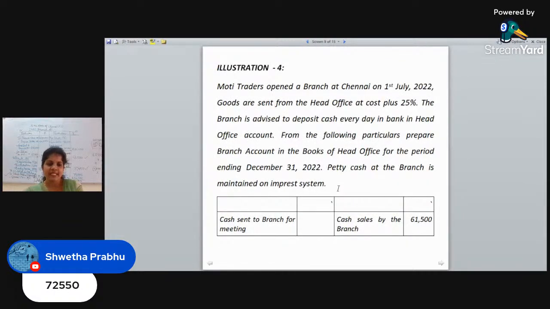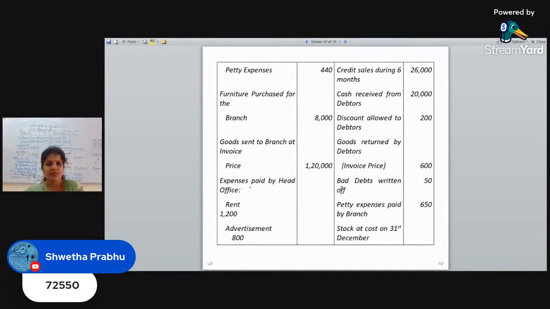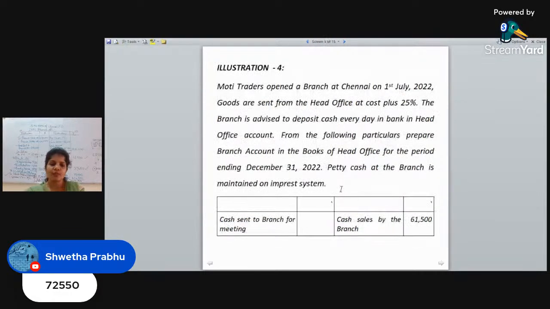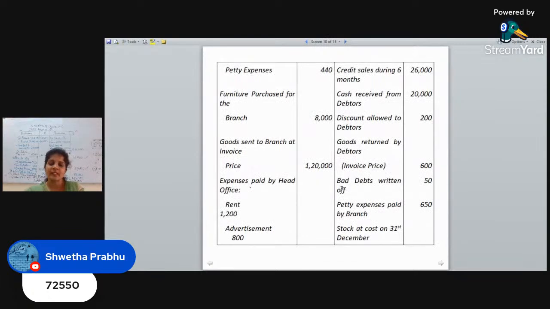First item is cash sent to branch for meeting petty expenses, that is 440 rupees. So the cash amount sent by the head office to branch to meet the petty expenses is a cash, correct? So cash means how do we record it? So we have to record it as to cash account in branch account, right? Next, furniture purchased for the branch. See, assets are purchased by the branch. Whatever assets are purchased by the branch, 8,000 rupees, which also have to be recorded.